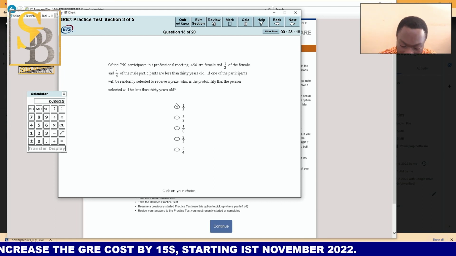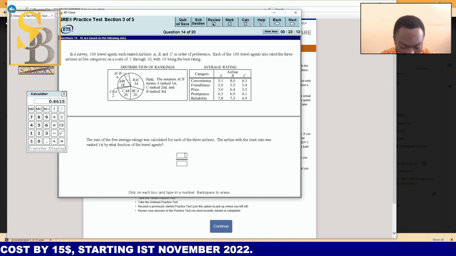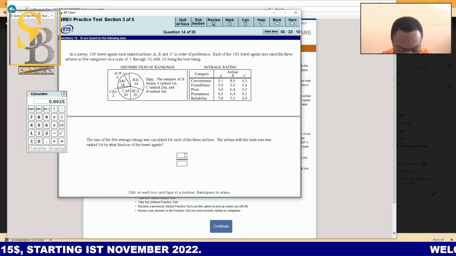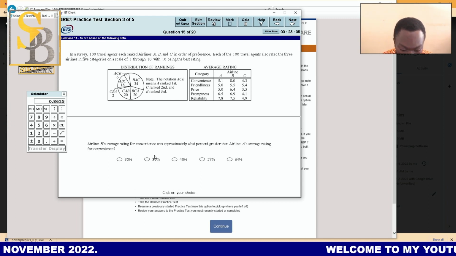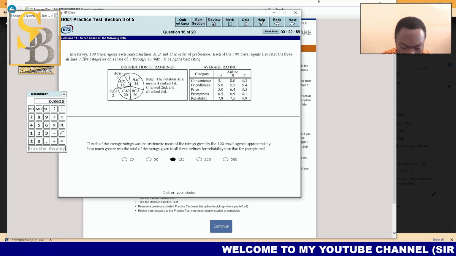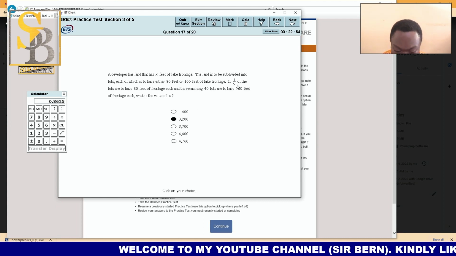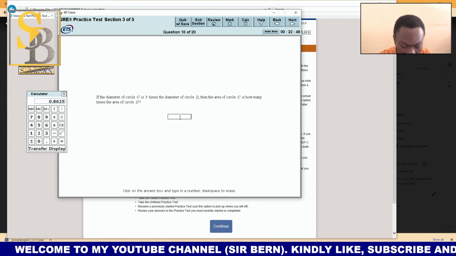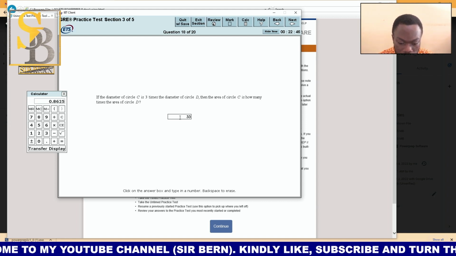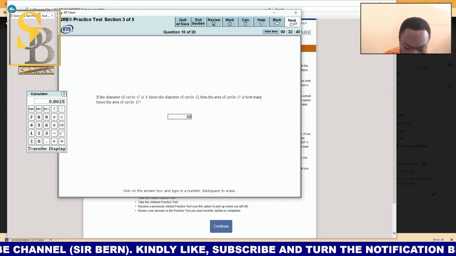This one too, multiple choice, one answer. Multiple choice, one answer. Numeric entry. So I think it's 1 over 3. Next. Here too, multiple choice, one answer. Here too, multiple choice, one answer. Here too, multiple choice, one answer. Numeric entry. I think your answer is 33. So if that is your answer, you choose that, you go to next.